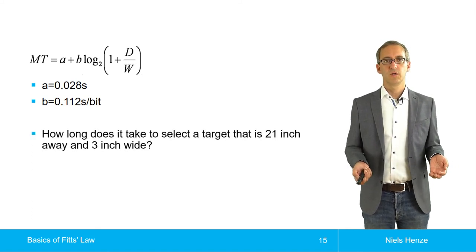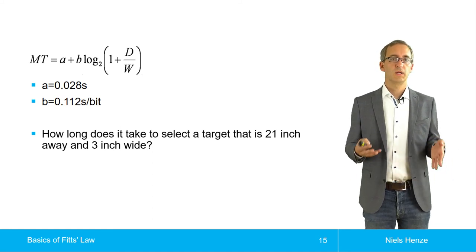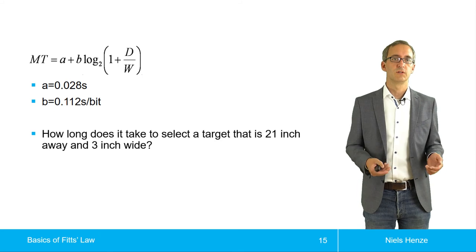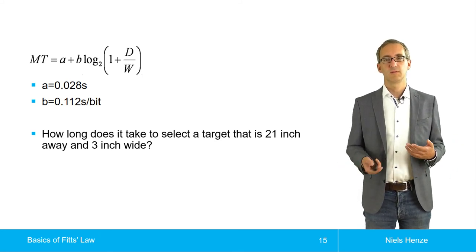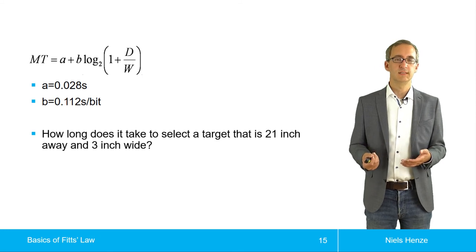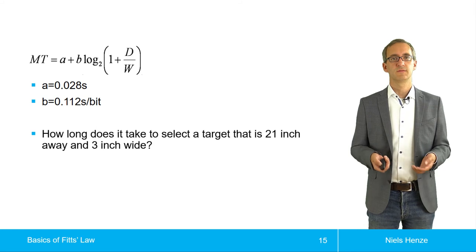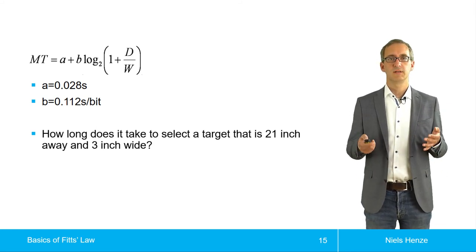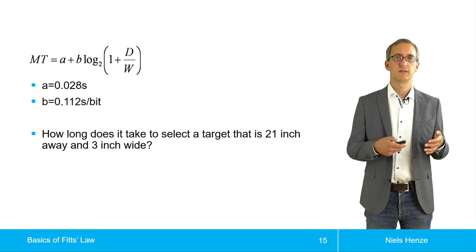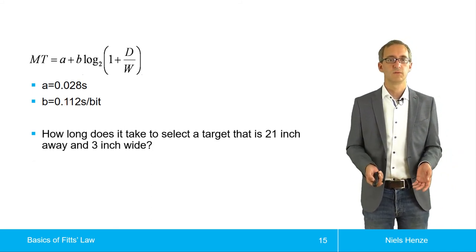And now we could wonder, how long does it take to select a target that is 21 inch away and 3 inch wide? Well, then we can again think about, well, D is 21 and W is 3. Then we divide 21 by 3. And then we add 1. We take the logarithm of that. We multiply by B and then we add A and then we end up with a result.